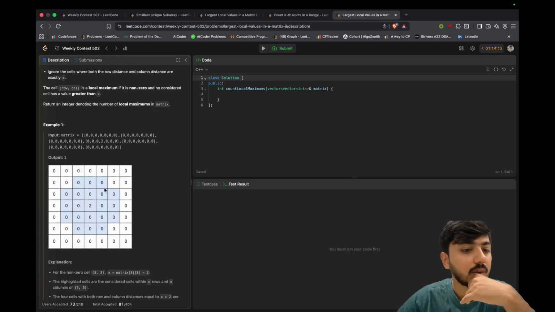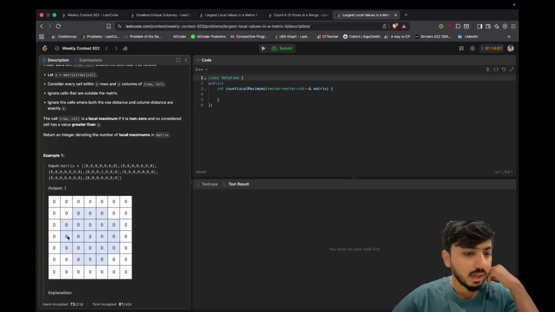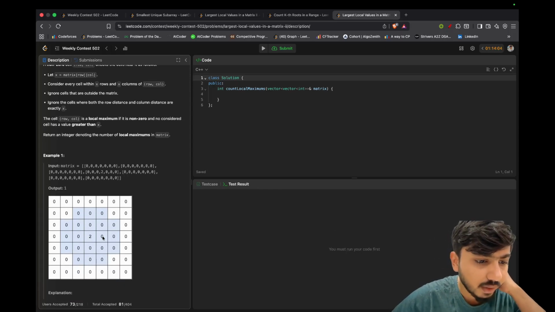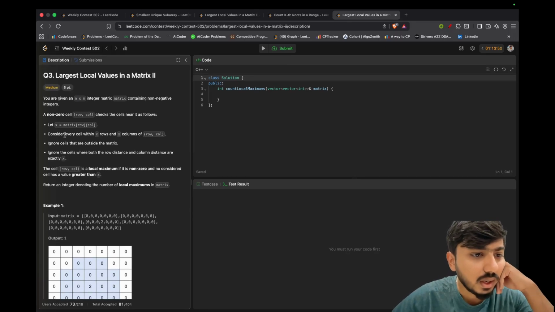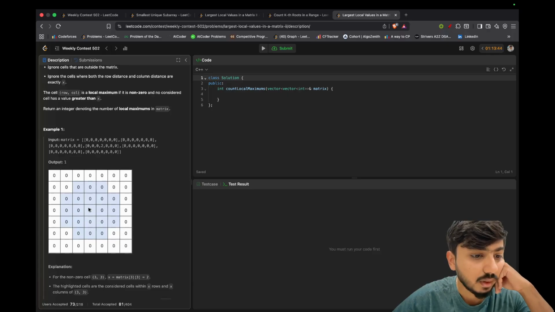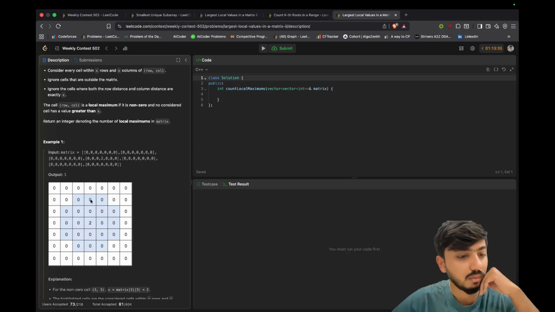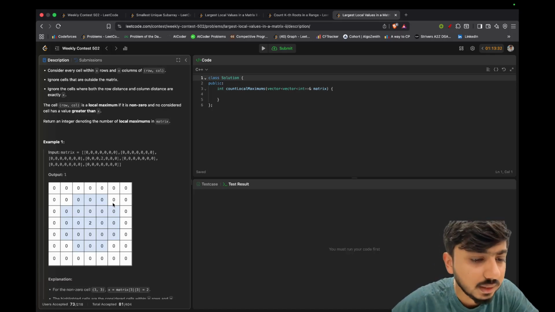1. And how have they made this? See, 1 2, I got it. 1 2 1 2 1 2. What about this? 1 2 1 1 2 1 2. Wait. Consider every cell within x row and x column. Okay. Row 1 2 1 2. Column is 1 2. But I'm not getting why we have not taken these cells.